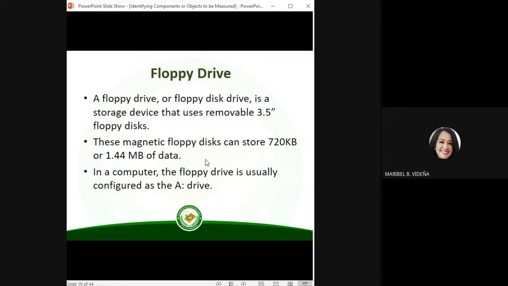Next component is a floppy drive. A floppy drive, or floppy disk drive, is a storage device that uses a removable 3.5-inch floppy disk. This magnetic floppy disk can store 720 kilobytes or 1.44 megabytes of data. In a computer, the floppy drive is usually configured as drive A.